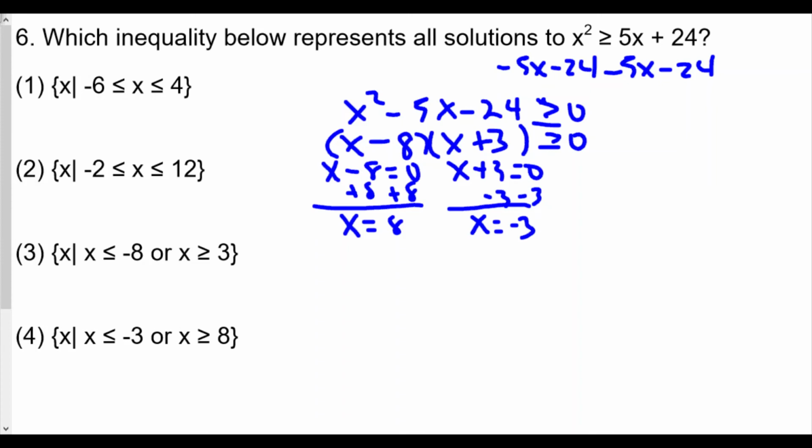So now we have our number line here, and I don't need to make it that big, but here's -3, and here is +8. And so we have, again, 3 sections we're going to test with our sign analysis.